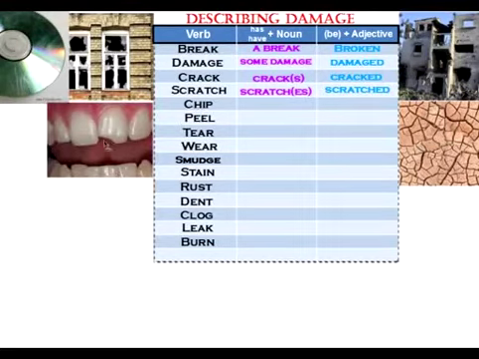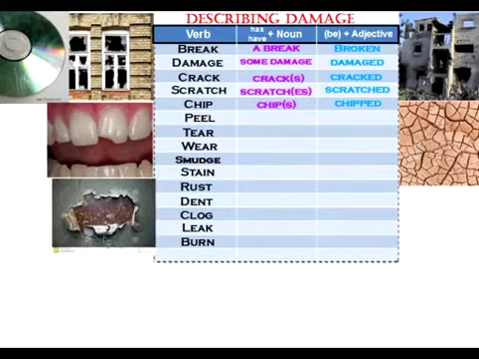So this tooth, there's a big problem with the tooth, and we say it has a chip, or maybe chips, if there's more than one. Or it is chipped, using the adjective. Peel.